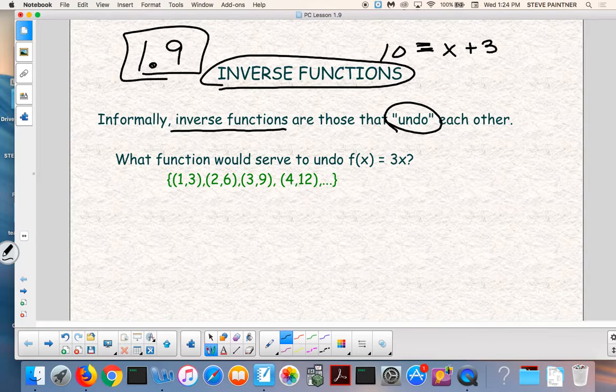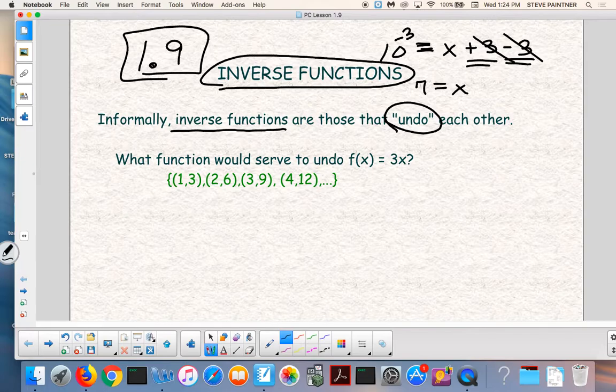Yeah, don't I just go minus 3? So doesn't subtraction and addition undo each other? And you end up with the answer, of course, 7 equals x. But this is undoing this, right? So inverse functions undo each other.